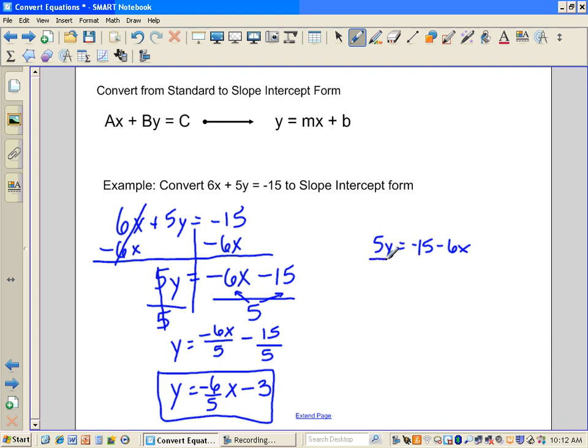Just to finish up, if you were doing it this way with the 15 first and the 6 second, y is equal to, it would just be negative 3 minus 6 over 5 x this way. Just the order is switched. Okay, let's look at another example.